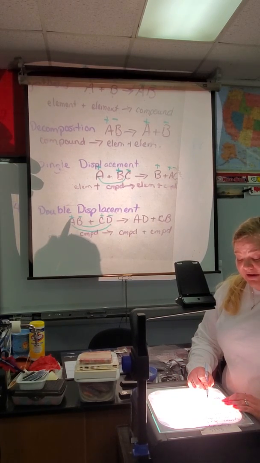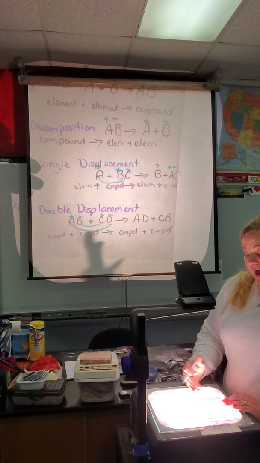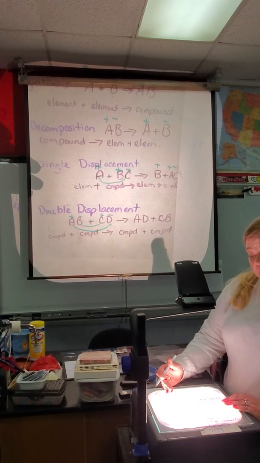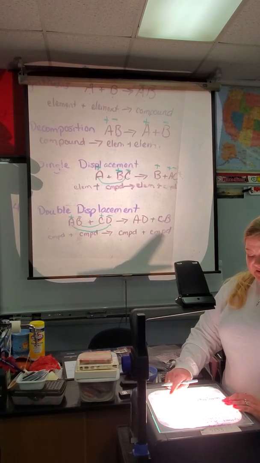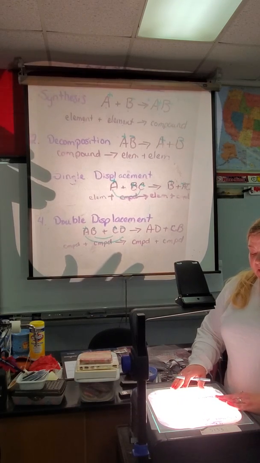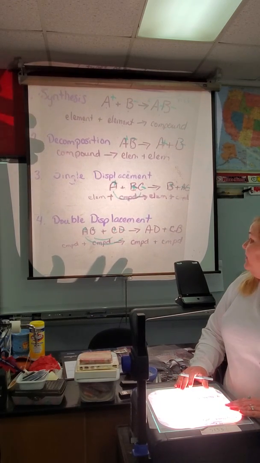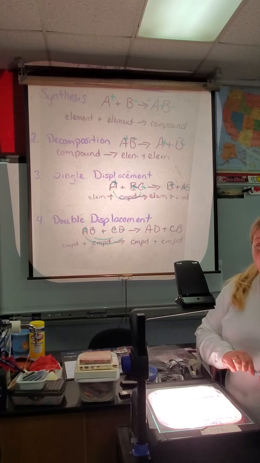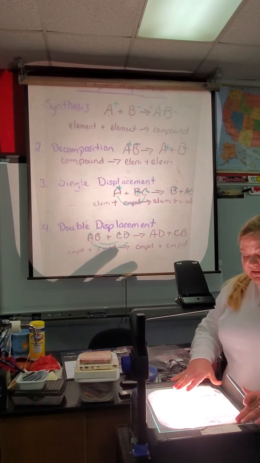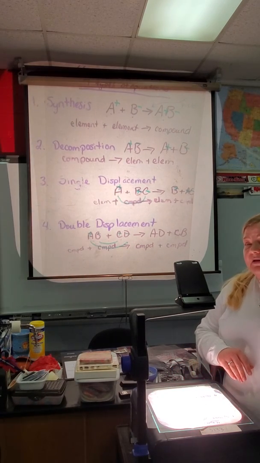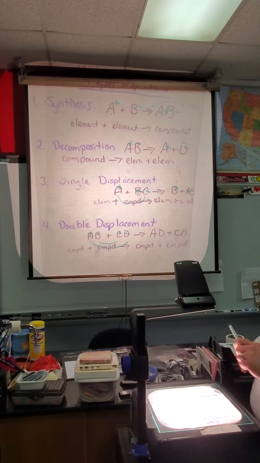You have to write your positives first. So they have to be written in this way, positive, negative. So pause your video and copy this down. This will be really good for you. Make sure you get this down on your 4 types of equations. Now I want to talk about some examples.